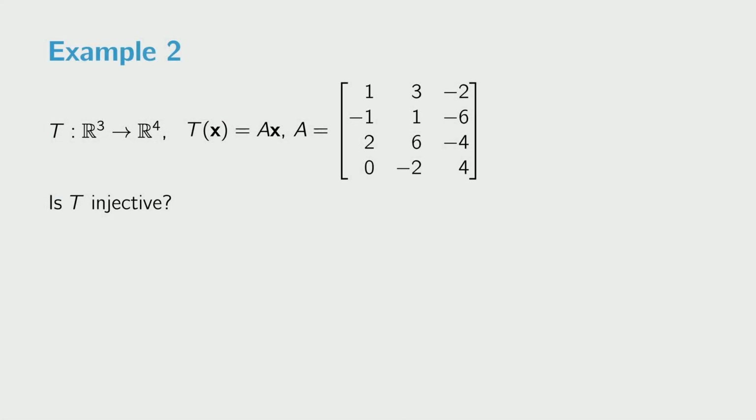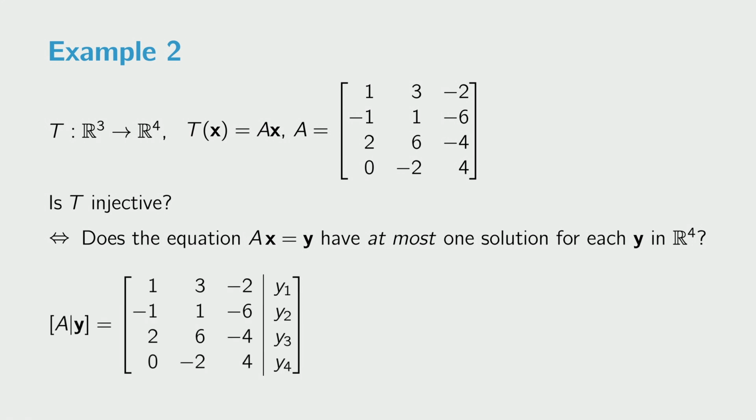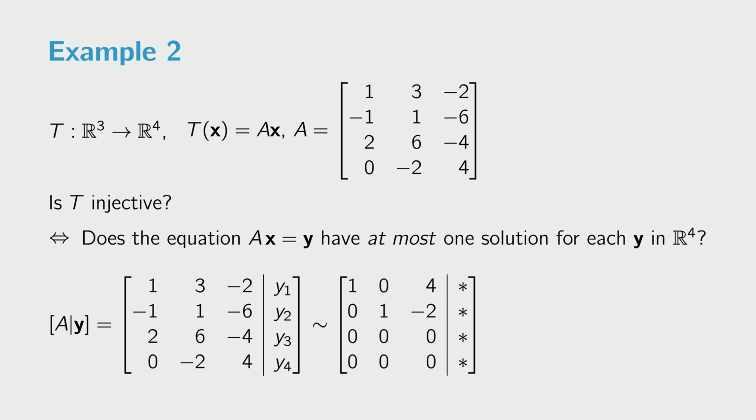Is this transformation injective? Again, the question is, does the equation Ax equals y have at most one solution for each y in R^4? Let's look at the augmented matrix that corresponds to this equation. As you can check, it can be row reduced to this reduced echelon form. Again, the stars on the right depend on y1 to y4. The precise form does not matter. What is important is the following. If these two elements are 0, then the equation is consistent. This can happen, for example, if y is equal to the 0 vector.